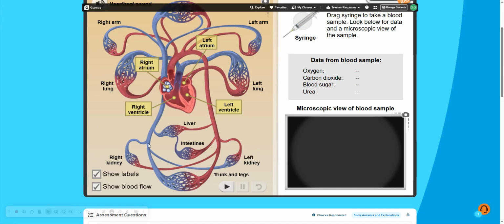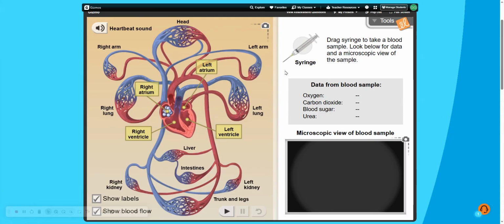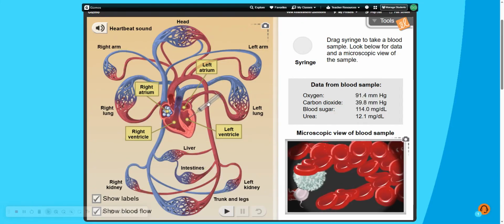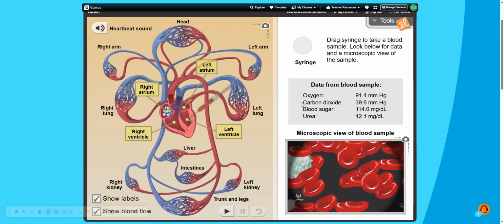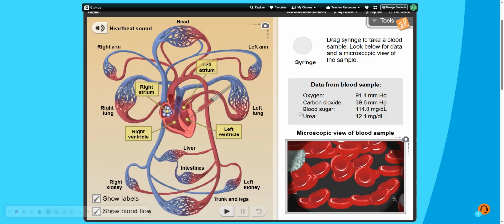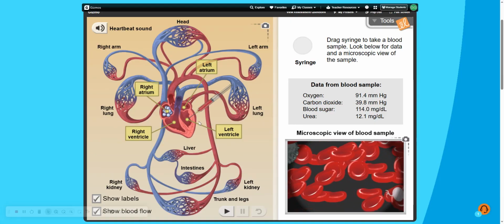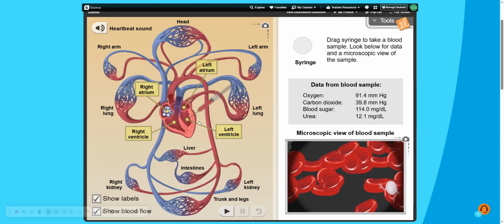In your simulation, in your Gizmo assignment, you need to take the syringe and place it into different parts of the circulatory system. You can place a syringe in any one of these green dots, and it will show you what the oxygen, carbon dioxide, blood sugar, and urea concentration in that part of the circulatory system is like.